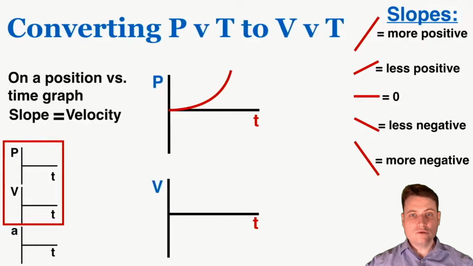Okay, this is a new concept that we haven't seen before. This is a curved position time graph, and we want to understand how to convert it into a velocity time graph. So the issue with a curved graph is that the slope is constantly changing. That's the definition of a curved line. It's not straight, so it has different slopes at different points.